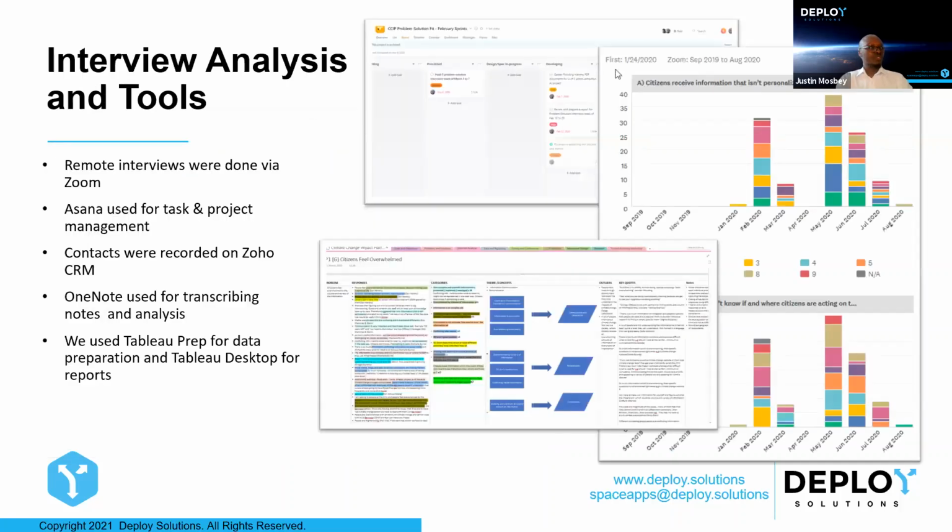Some of the tools we used for the research were Zoom for interviews. As you can see from the screenshot, we began our interviews in late 2020. We paused in early March because of COVID and resumed in May until August. We used Asana for project management, which helped us to know the status of our tasks. We're still using Asana up to now.